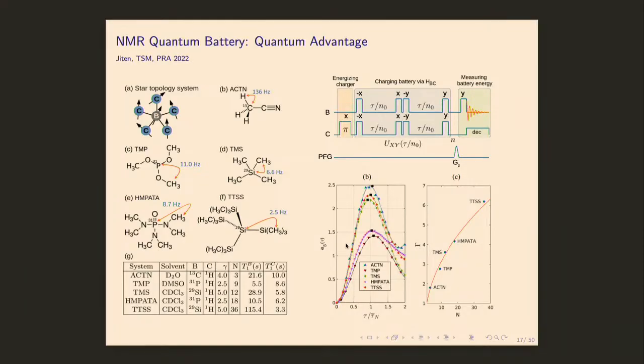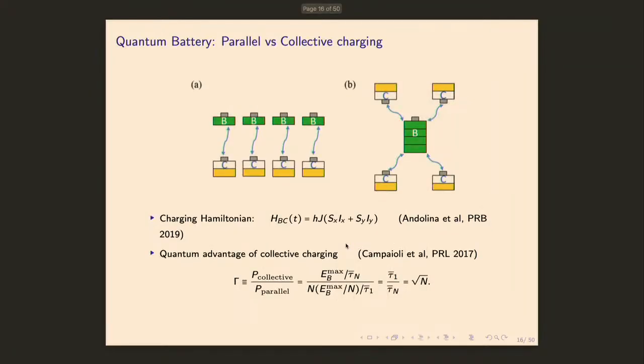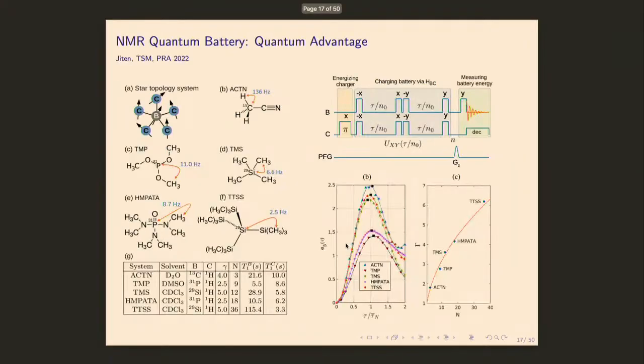And so we wanted to test that, and so we took these systems. As you can see, in this configuration there is a central battery surrounded by chargers, and we took similar topology systems. For example, you can take acetonitrile, a very common chemical, and we can take trimethyl phosphate, trimethylsilane, tetramethylsilane, and so on. We can change the spin number of chargers from 3, 9 and 12 and so on, all the way up to 30, 36.